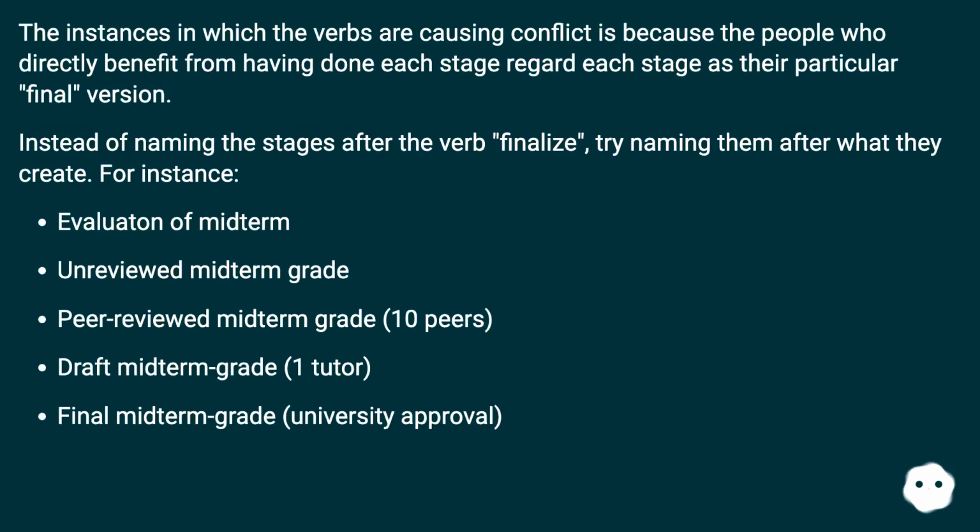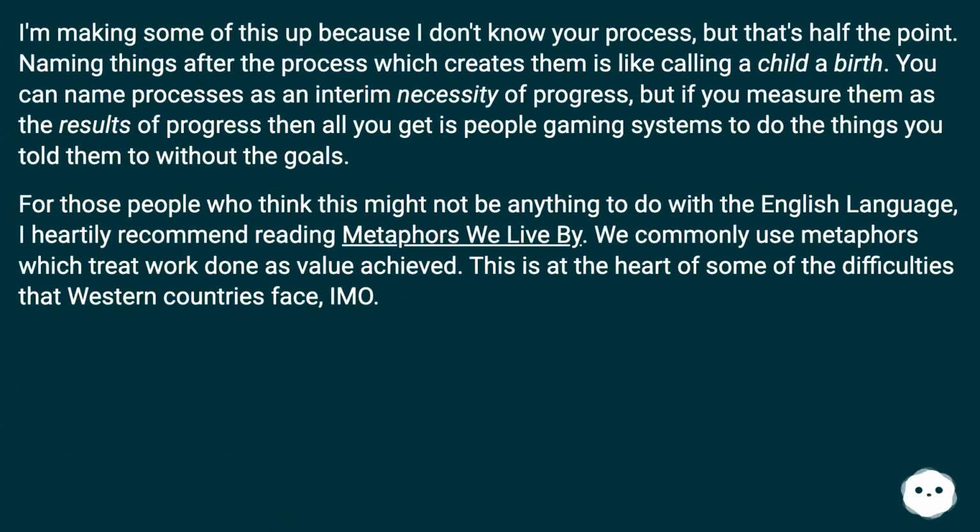The instances in which the verbs are causing conflict is because the people who directly benefit from having done each stage regard each stage as their particular final version. Instead of naming the stages after the verb finalize, try naming them after what they create. For instance, evaluating of midterm and reviewed midterm grade. Peer-reviewed midterm grade, 10 peers. Draft midterm grade, 1 tutor. Final midterm grade, university approval. I'm making some of this up because I don't know your process, but that's half the point.